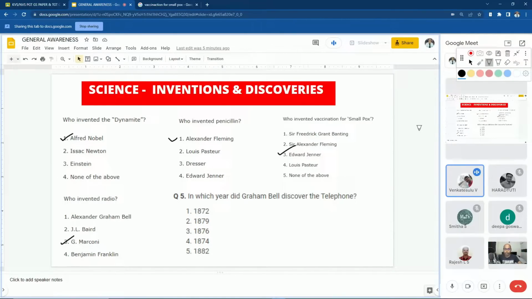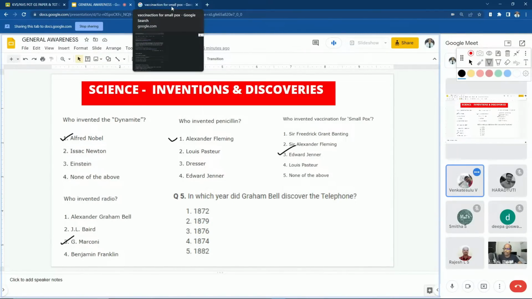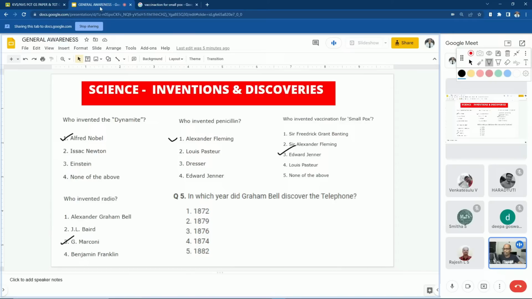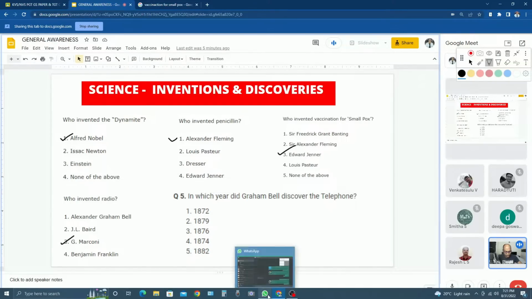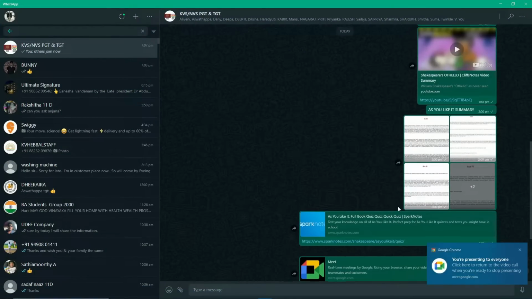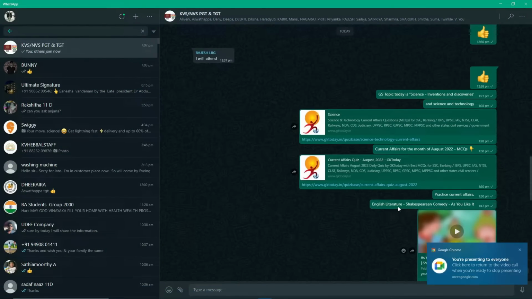Okay. I'm confused about the third one now. I also think it's Louis Pasteur, but I googled that. I came to know Edward Jenner is the right answer. In Google, it is showing Edward Jenner, but when I checked with that current affairs link, it was showing me Louis Pasteur. So let us once again take 1 minute. Louis Pasteur discovered the rabies vaccine, sir.